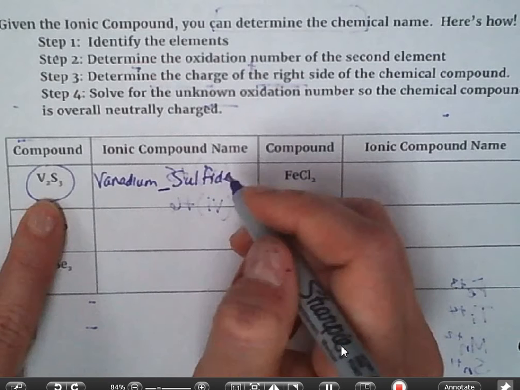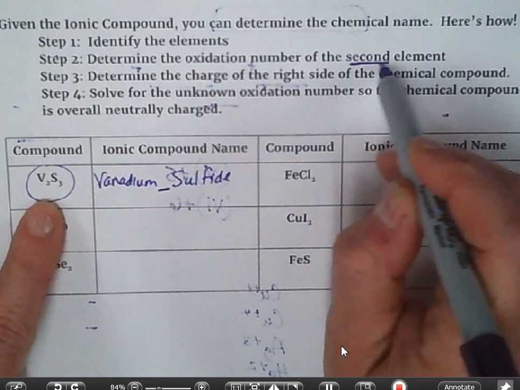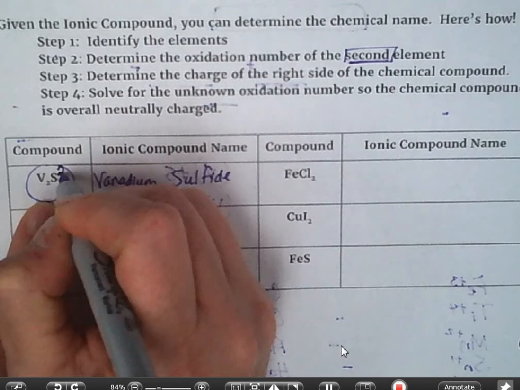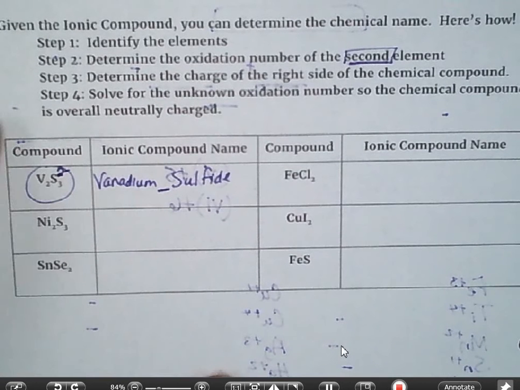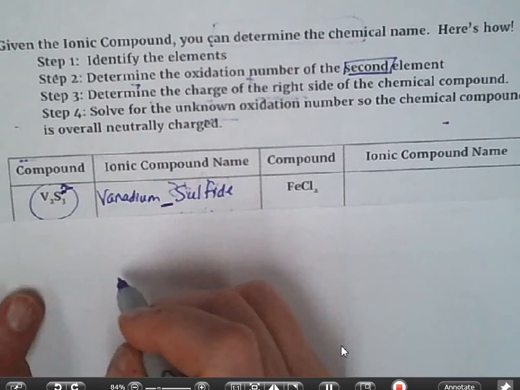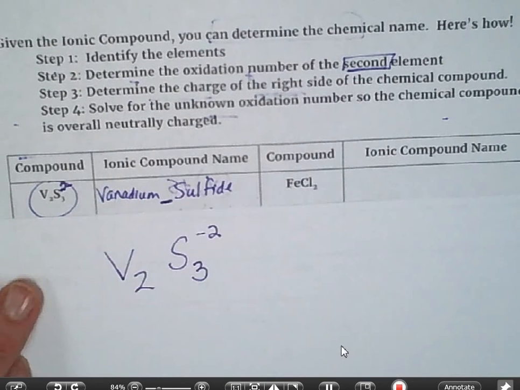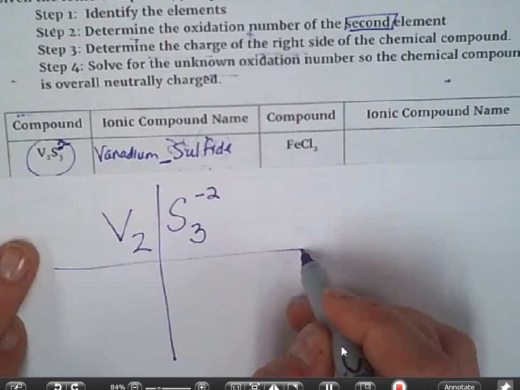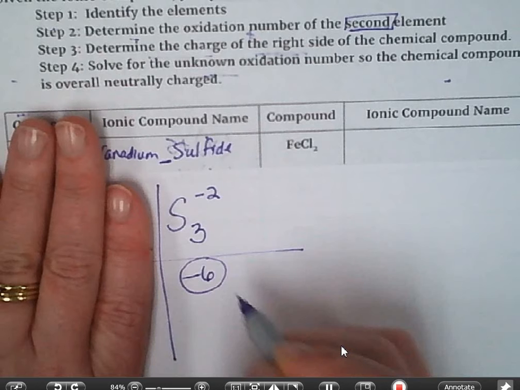Okay, so if I've got sulfide, the next thing I have to do is, step 2, determine the oxidation number of the second element. So sulfur is my second element. So I go to my periodic table and I find out that sulfur has a -2 charge. Okay, so again, I'm looking at V2S3. So this has a -2 charge. So if I look at this as 2 sides, this side over here has a -6 charge overall, because I have 3 atoms of sulfur.